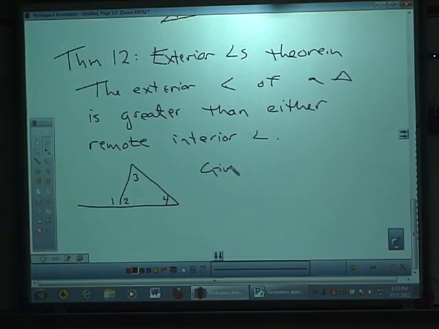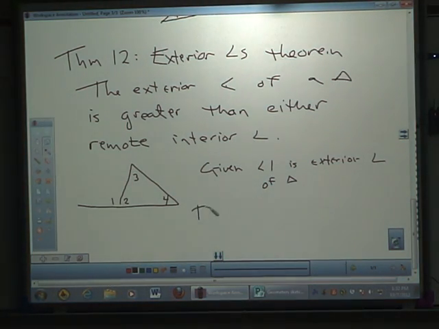We're going to say that given here is that angle 1 is an exterior angle of the triangle. And I'm going to want to prove that angle 1 is greater than angle 3 and angle 1 is greater than angle 4. Make sure you get that.